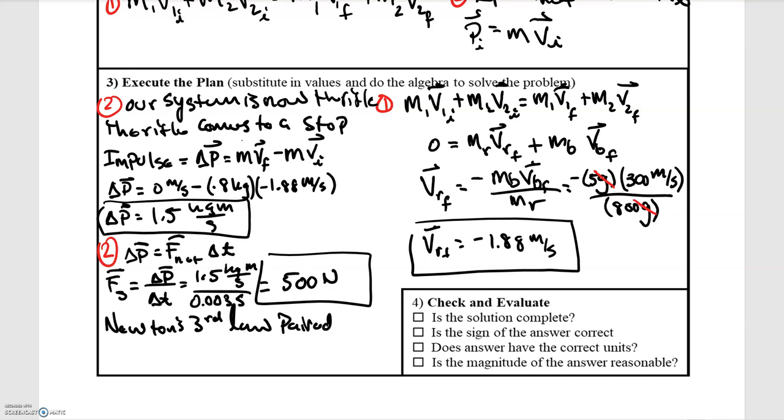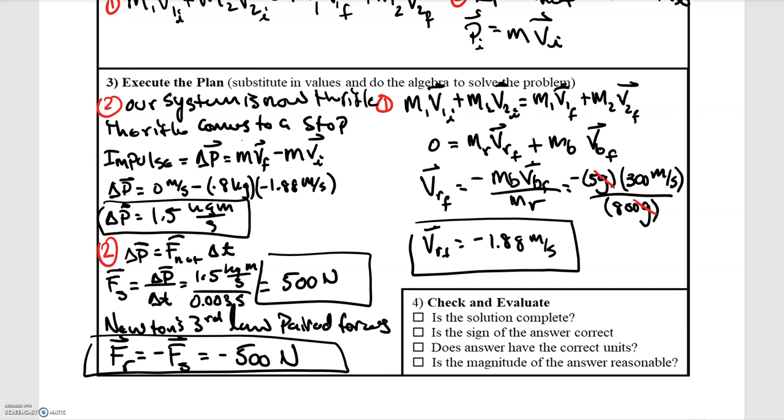Paired forces. So the force by the shoulder is equal to, or I'll rewrite this, the force by the rifle is equal to the opposite of the force by the shoulder, which is equal to negative 500 newtons. And that's our final result.